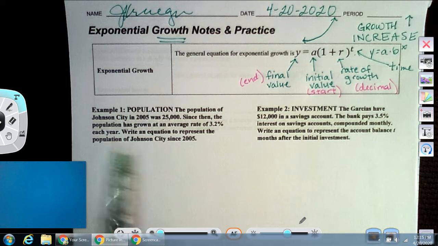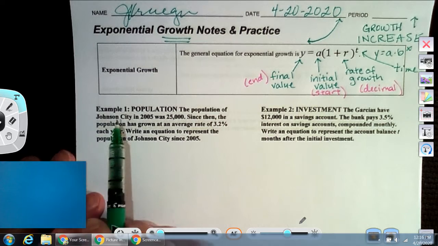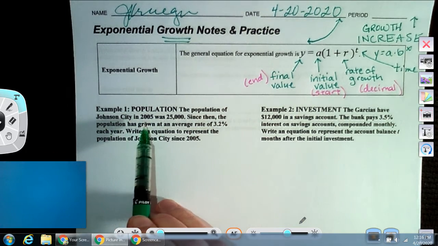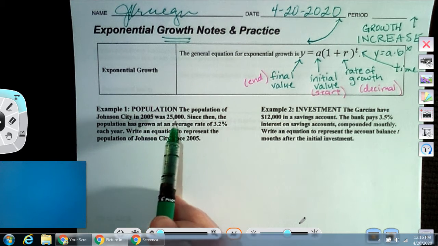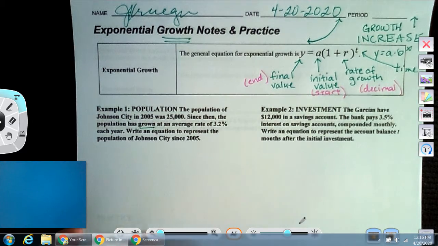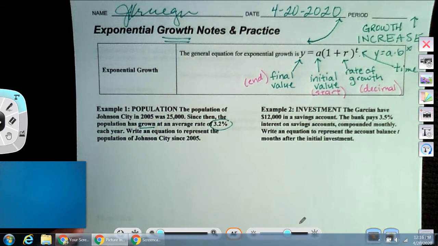So I'm going to do example 1 and 2 with you, and then I'm going to leave the practice blank for you to try on your own, but I am going to post the answer key with the practice problems completed as well. Okay. Example 1, population. The population of Johnson City in 2005 was 25,000 people. Since then, the population has grown at an average rate of 3.2% each year. Write an equation to represent the population of Johnson City since 2005.